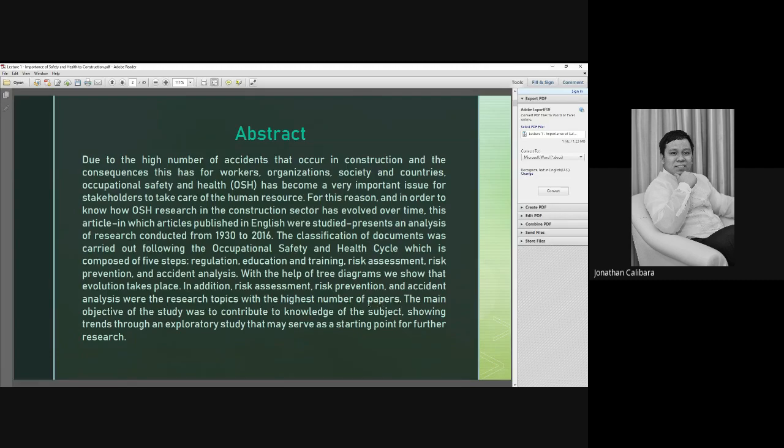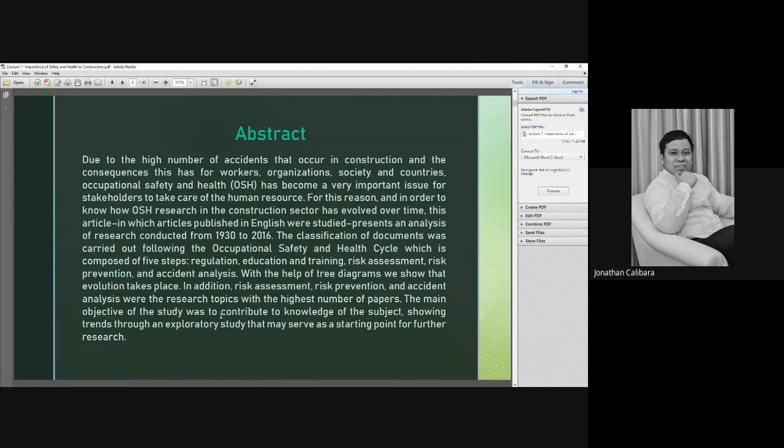Of course, risk assessment and risk prevention always go together. First you identify the risk, that is called assessment. Then we go to risk prevention, so that it will not happen. Then after that, of course, if something accidentally happens, there is accident analysis. So, we're going to have this.